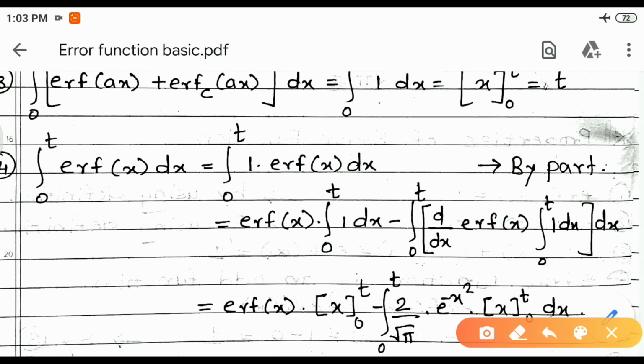Okay, so that's it for the basics of error function. In the next lecture, we are going to see how to solve examples of error function of x. Thank you.